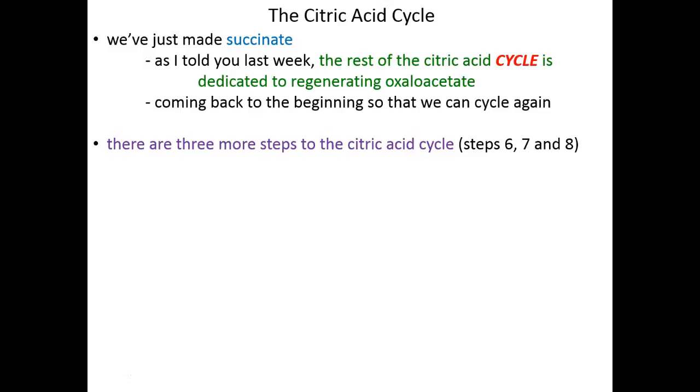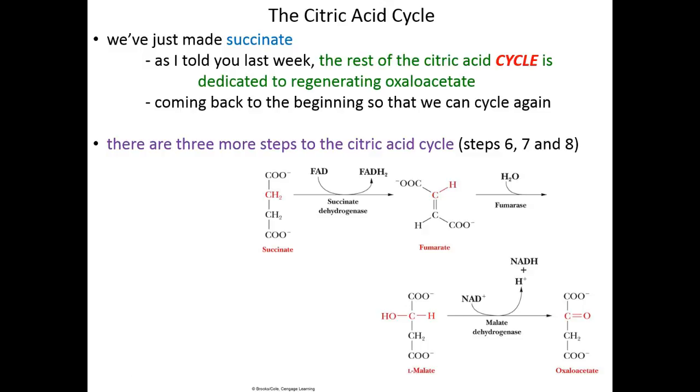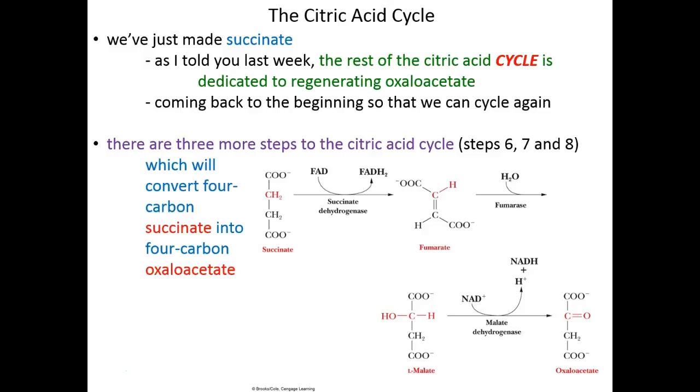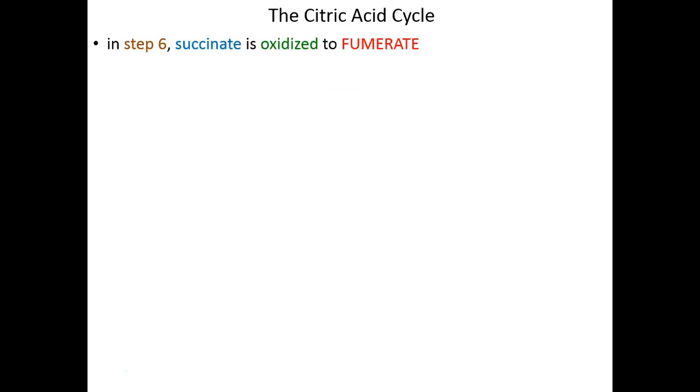There are 3 more steps to the citric acid cycle, steps 6 through 8, and they're summarized very quickly here. We'll go over them in a bit more detail in just a moment, but to show you where we're heading. We're going to oxidize succinate to fumarate and reduce FAD along the way. We're going to hydrate fumarate to malate. And then one last chance here, harvest as many electrons as we can. We will oxidize malate to oxaloacetate, transferring those electrons and protons to NAD. This will essentially convert a 4-carbon molecule succinate into a different 4-carbon molecule oxaloacetate, again harvesting electrons as we do so.